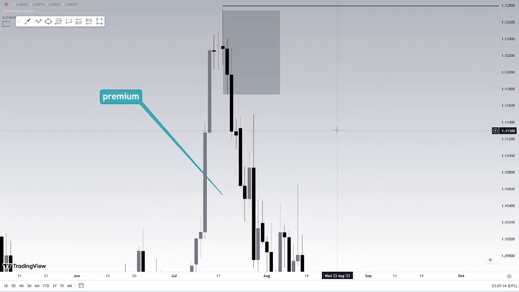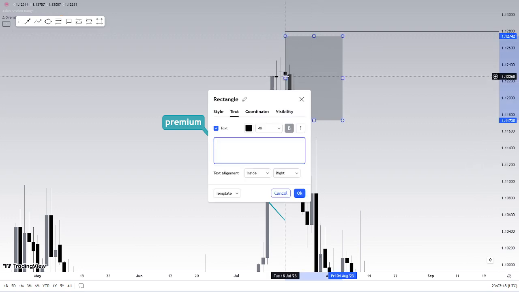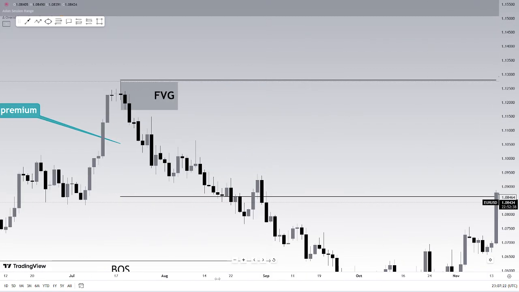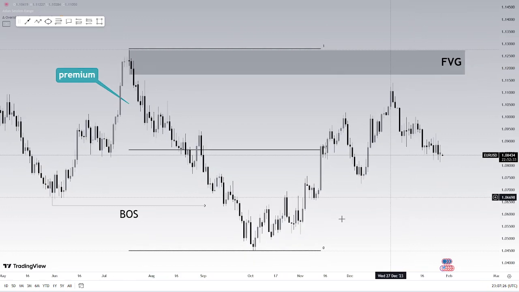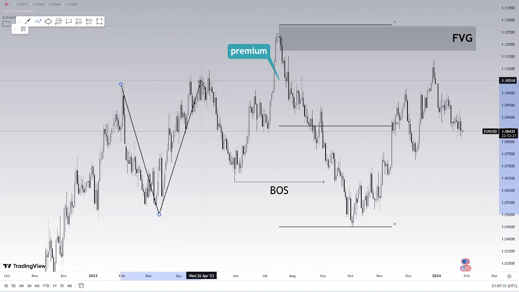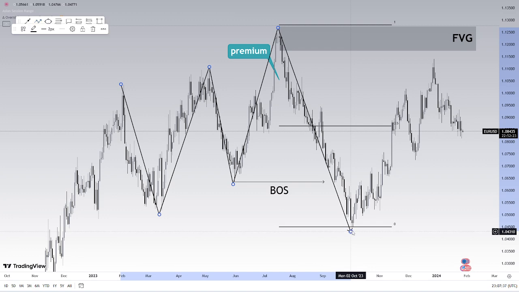If I zoom in, you can see price is inefficient in this region. And this is what gives us our fair value gap, or our POI. And it's very deep in the overall structural dealing range. Because remember, we identified our dealing range to be this high down to this low, right? You know, from our structural analysis, we see a high, a low, a high, a low, a high, and now we've broken structure to the downside.